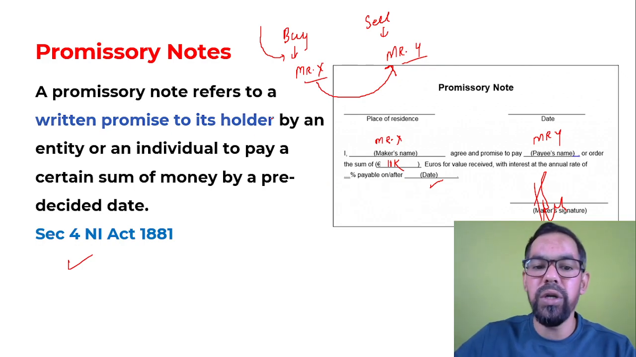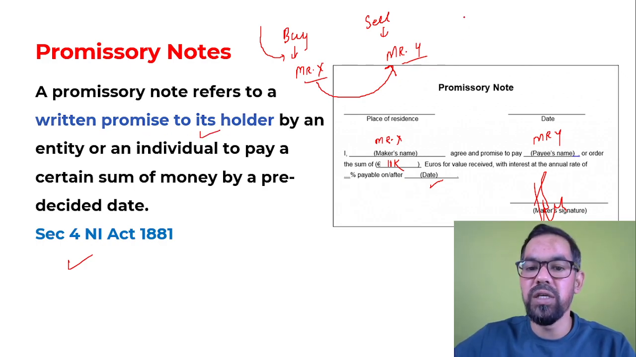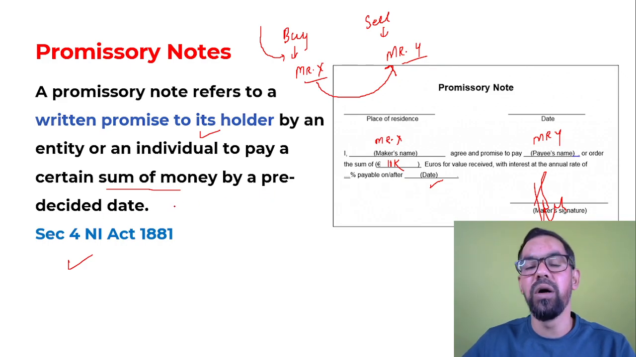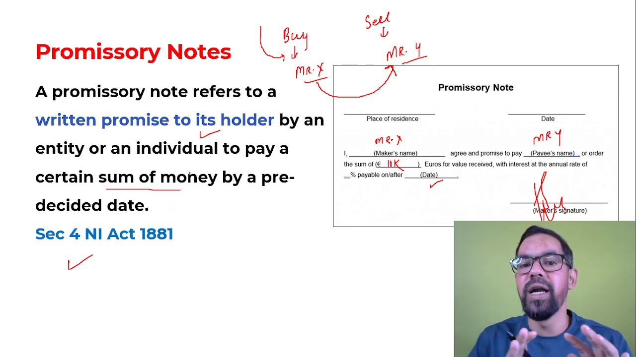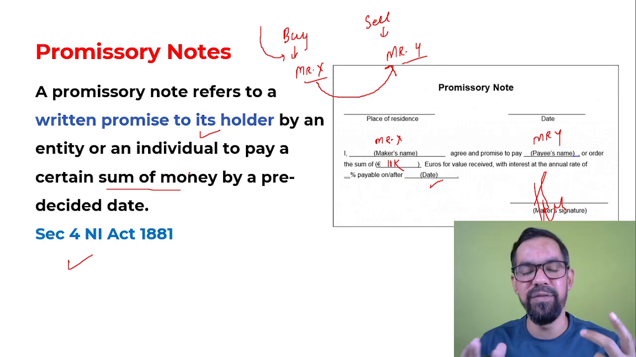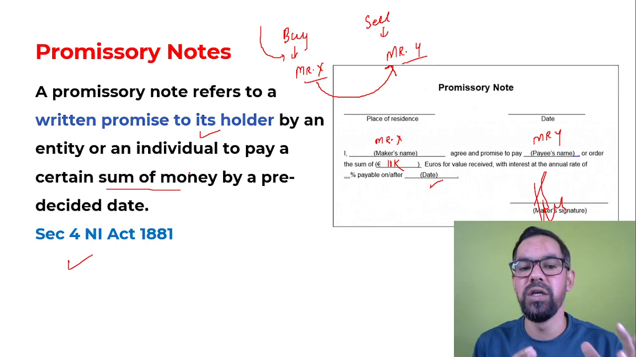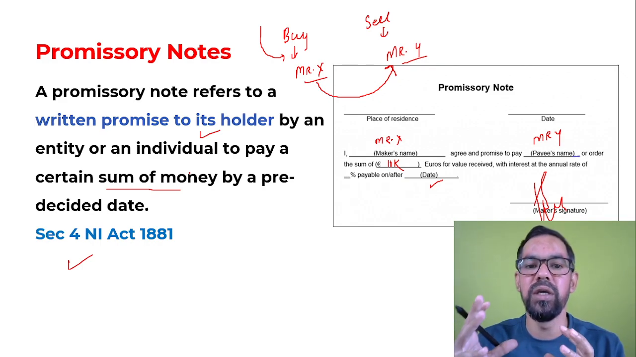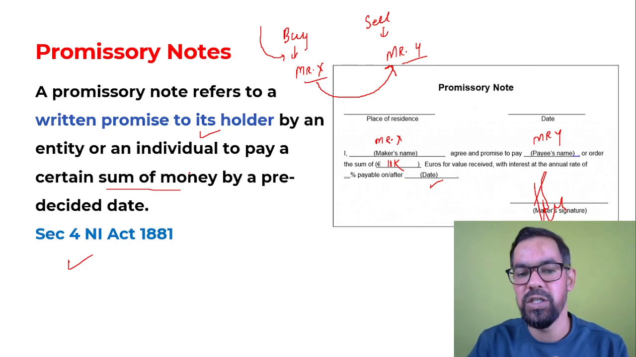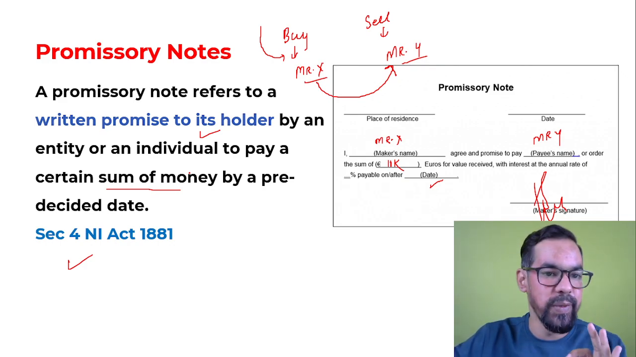A promissory note refers to a written promise to its holder, the holder being Mr. Y in this particular case, by any entity or individual to pay a certain sum of money by a predetermined date, which is a future date. I hope you get this clearly. In a promissory note we basically have three parties: one is the issuer, another is the receiver, and the third is the bank. The bank will generally handle these transactions. I hope you get this clearly.